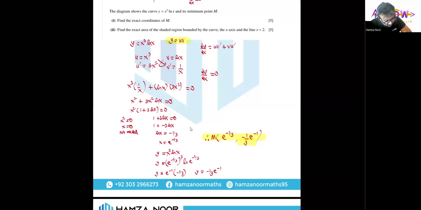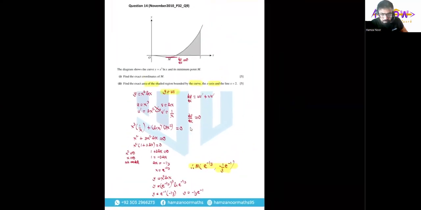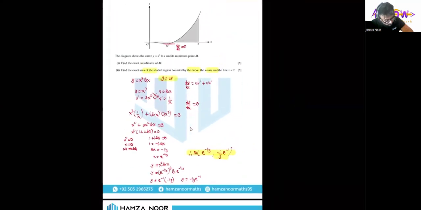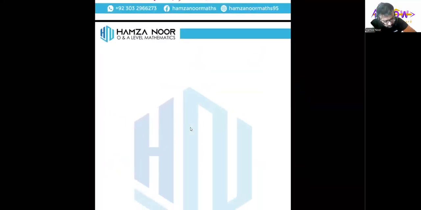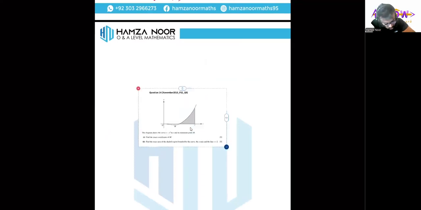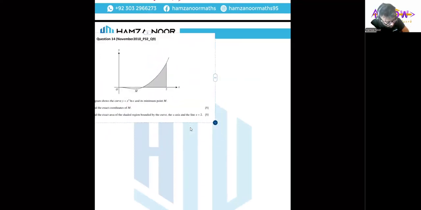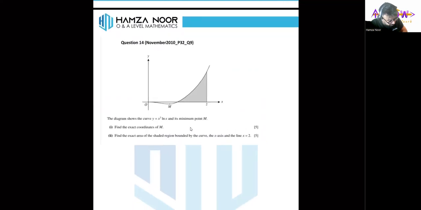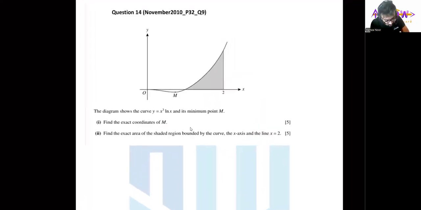Part 2 says to find the exact area of the shaded region bounded by the curve, the x-axis, and the line x is equal to 2. For that purpose, I'm going to bring this question on the next page. So we need to find the exact area of the shaded region.